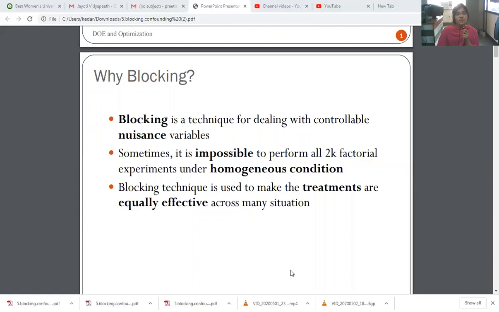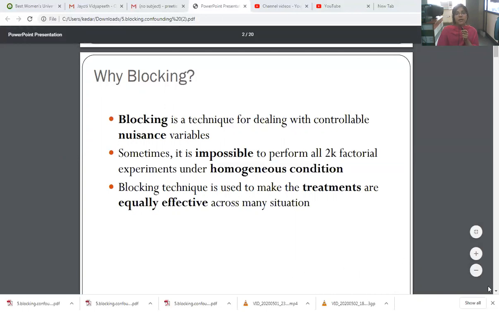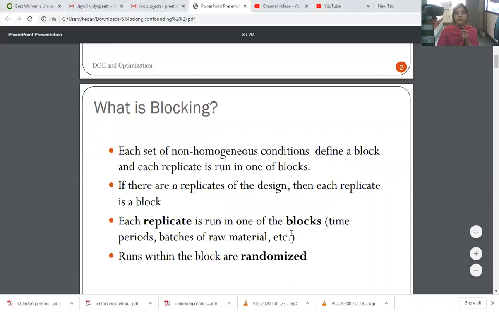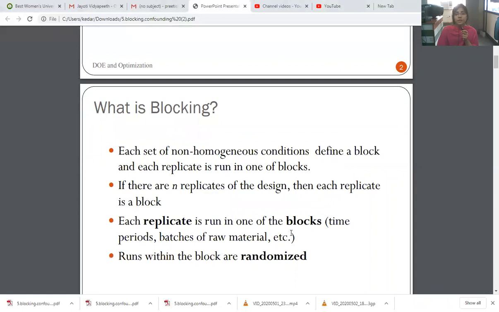Blocking is a technique for dealing with controllable nuisance variables. Sometimes it is impossible to perform all 2^k factorial experiments under homogeneous conditions. The blocking technique is used to make the treatments equally effective across many situations. This is the importance of blocking.